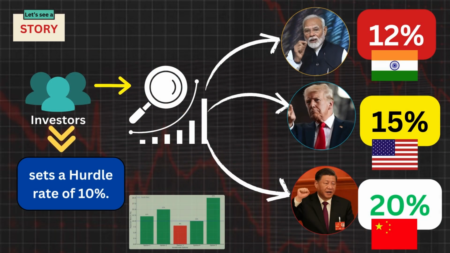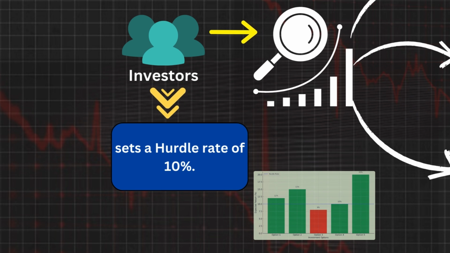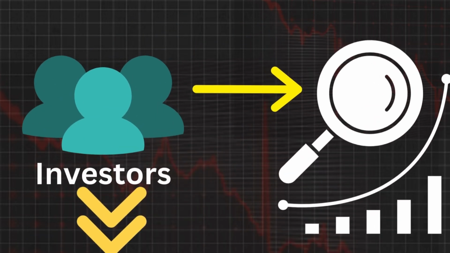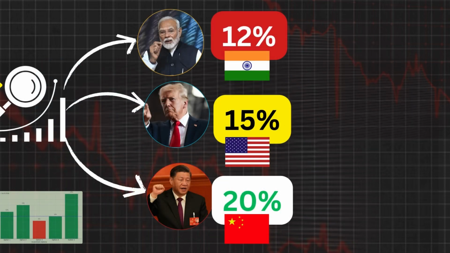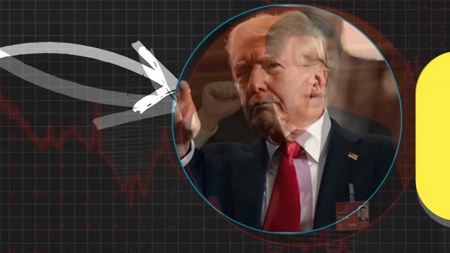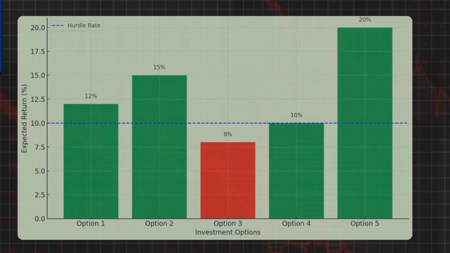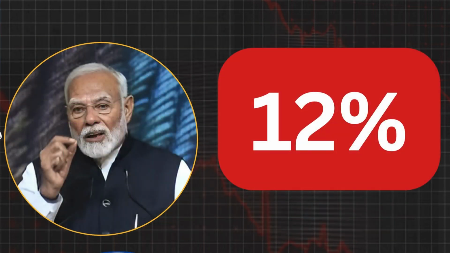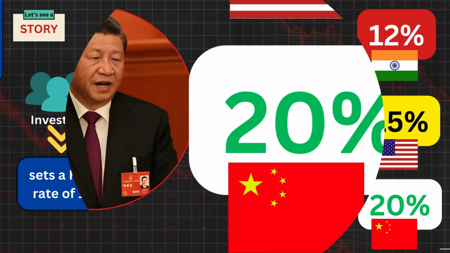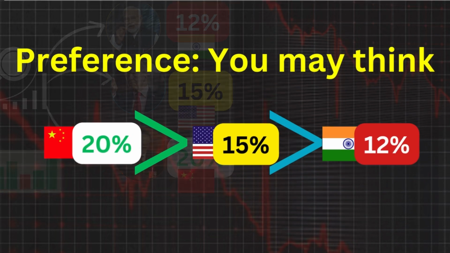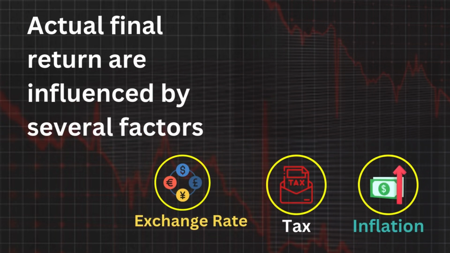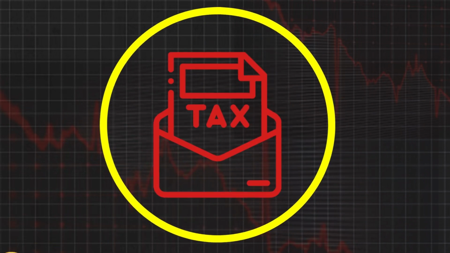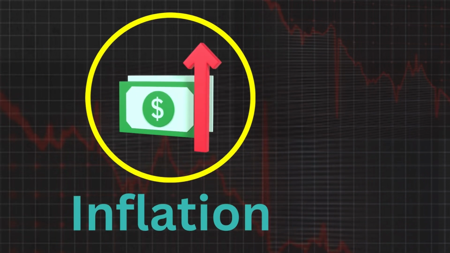Let's consider a scenario where an investor sets a hurdle rate of 10%. Now they begin searching for markets to park their capital. Suppose the investor narrows it down to three markets, India, US and China, which are offering returns above the hurdle rate, that is 12%, 15% and 20% respectively. However, the actual decision is not as straightforward as choosing the highest return. The offering rate is influenced by multiple factors such as currency exchange rate, tax regime, and inflation, among others.